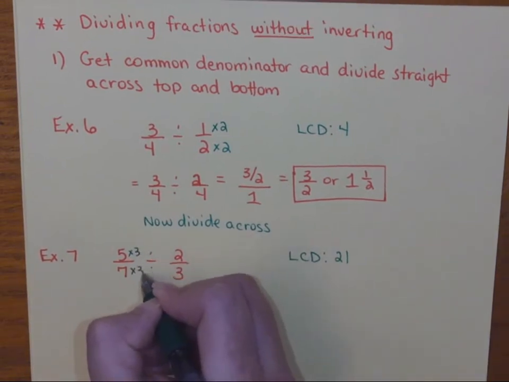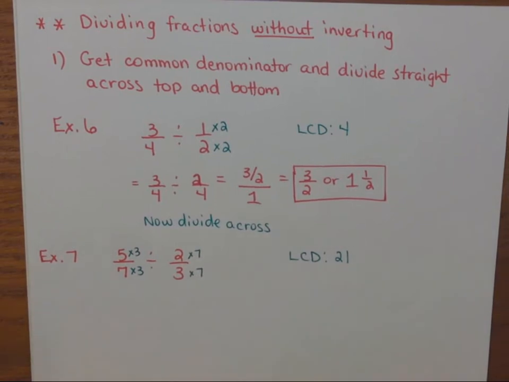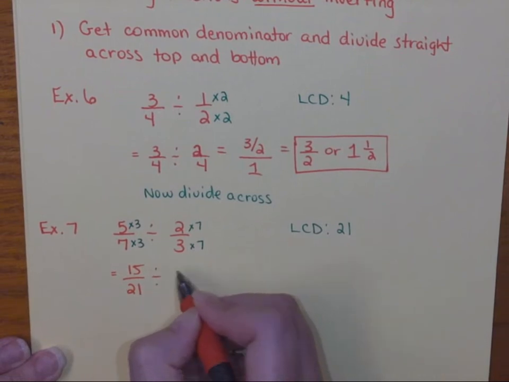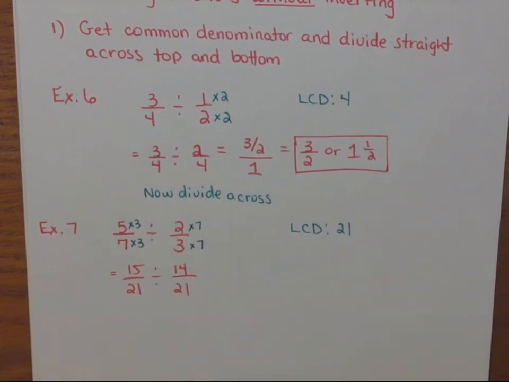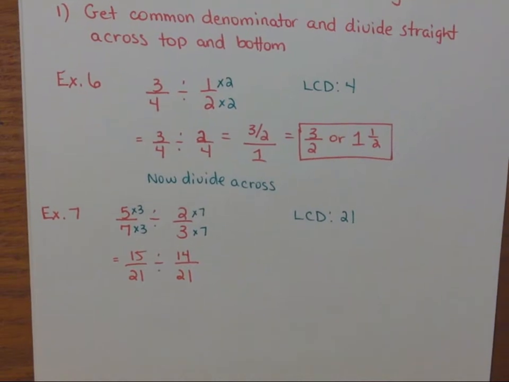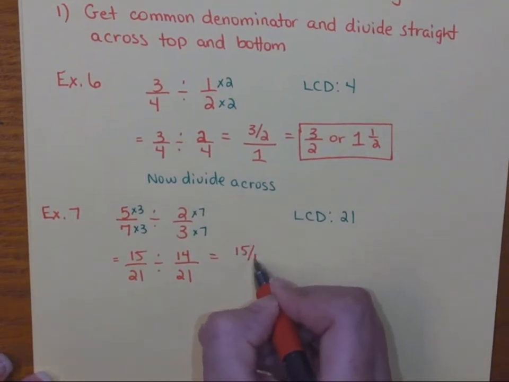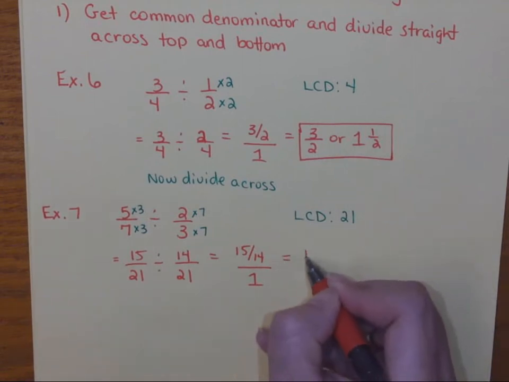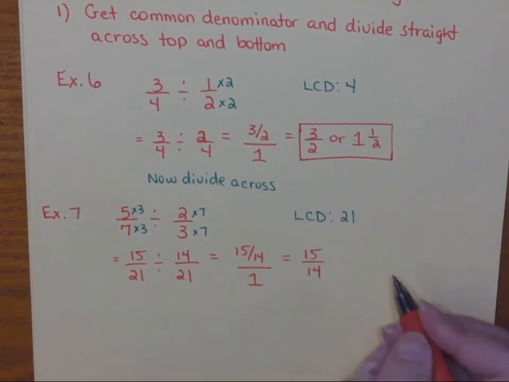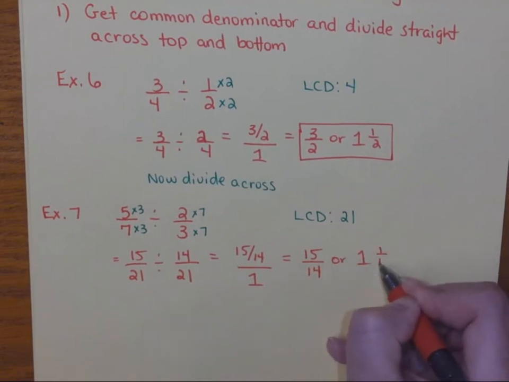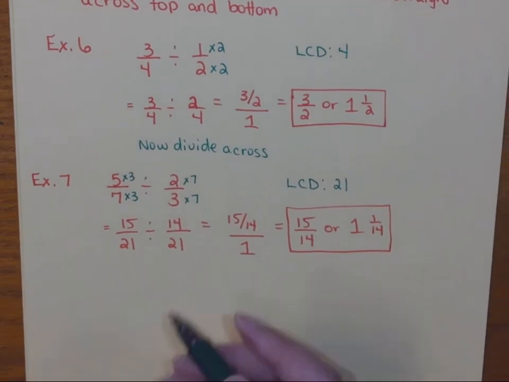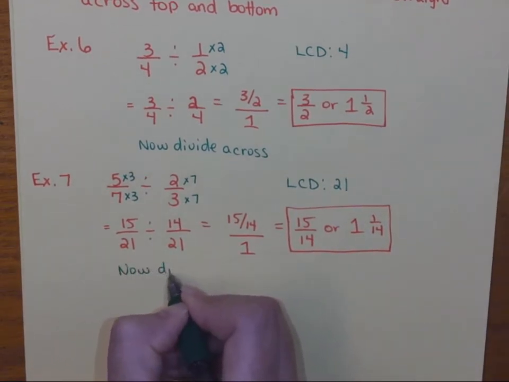So notice both of these are going to need to be multiplied by something. So if I multiply by 3 and by 7, then I'm going to get 15 over 21 divided by 14 over 21. So in the end, I get 15 over 14 over 1. If you don't like the fact that there's a fraction within another fraction, you can drop off the over 1, right? Since we're always going to have the over 1. So we would get 15 over 14, or 1 and an extra 14th. Okay, so all we did here after we found a common denominator is we divided across.